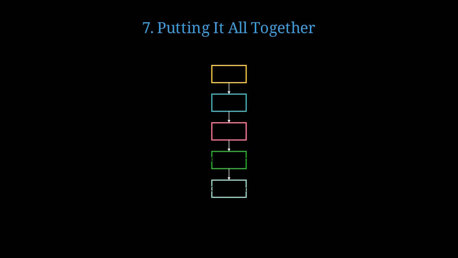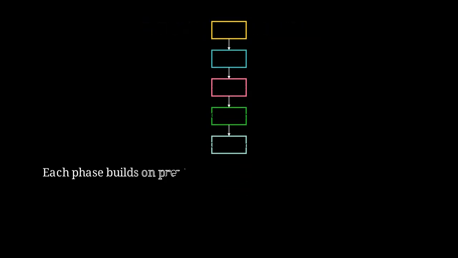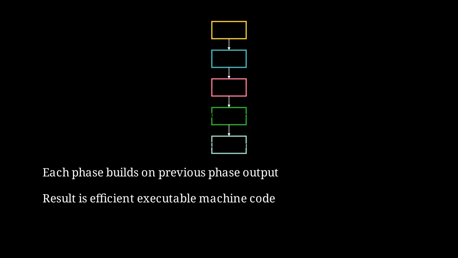Let's see the complete compilation process in action. The complete pipeline flows from lexer to parser to semantic analyzer to optimizer to code generator, transforming human code into machine instructions. Each phase takes the output of the previous phase and transforms it further, creating a pipeline of transformations. The end result is efficient, executable machine code that the computer can run directly.